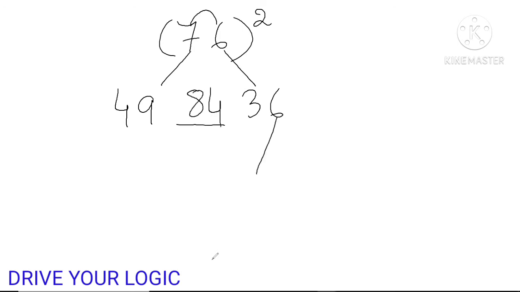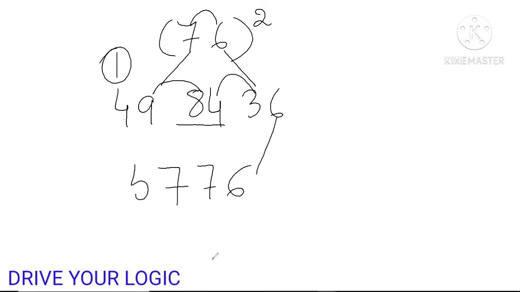Now what you have to do? 6 you write down as it is. 3 plus 4 is 7. 8 plus 9 is 17. So you write 7 and take carry 1 here. So 4 plus 1 is 5. So your answer is 5776. So the square of 76 is 5776. One more example I'll show you.